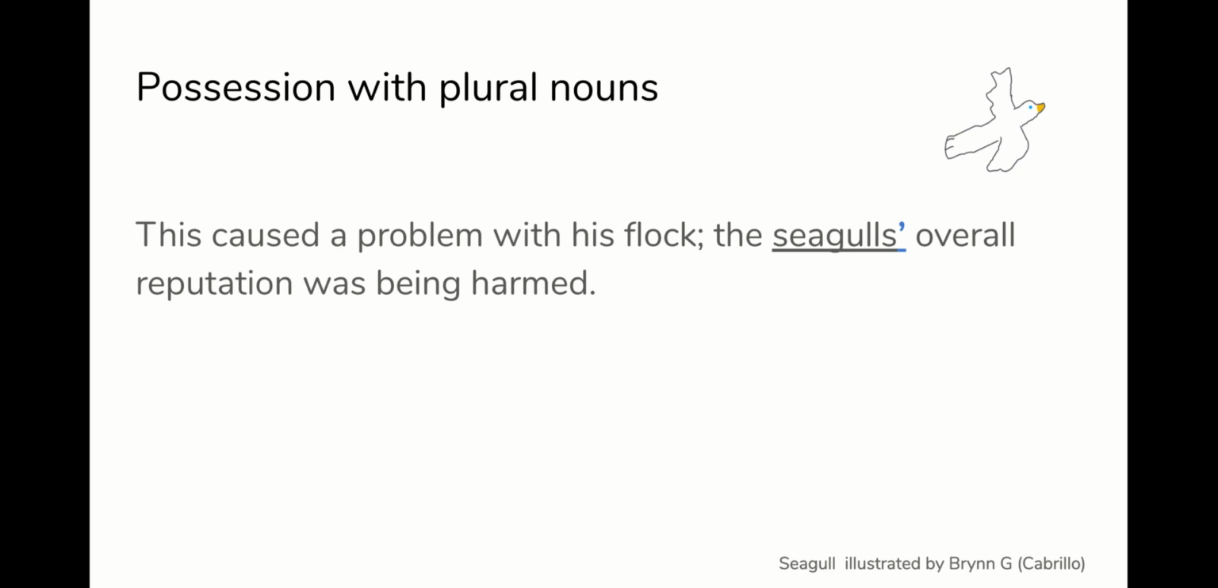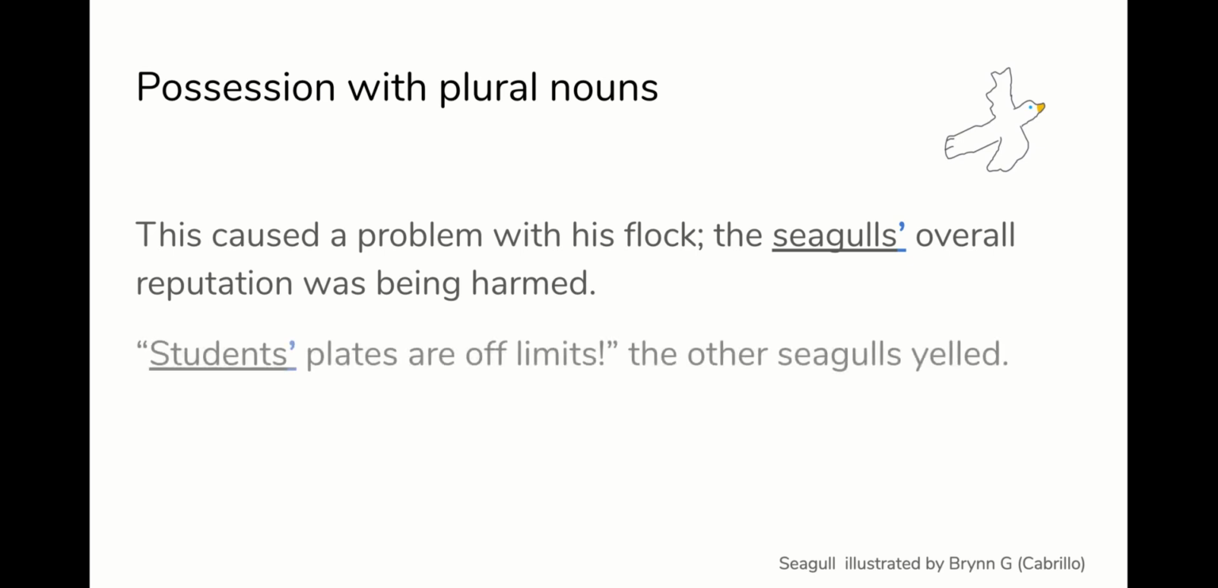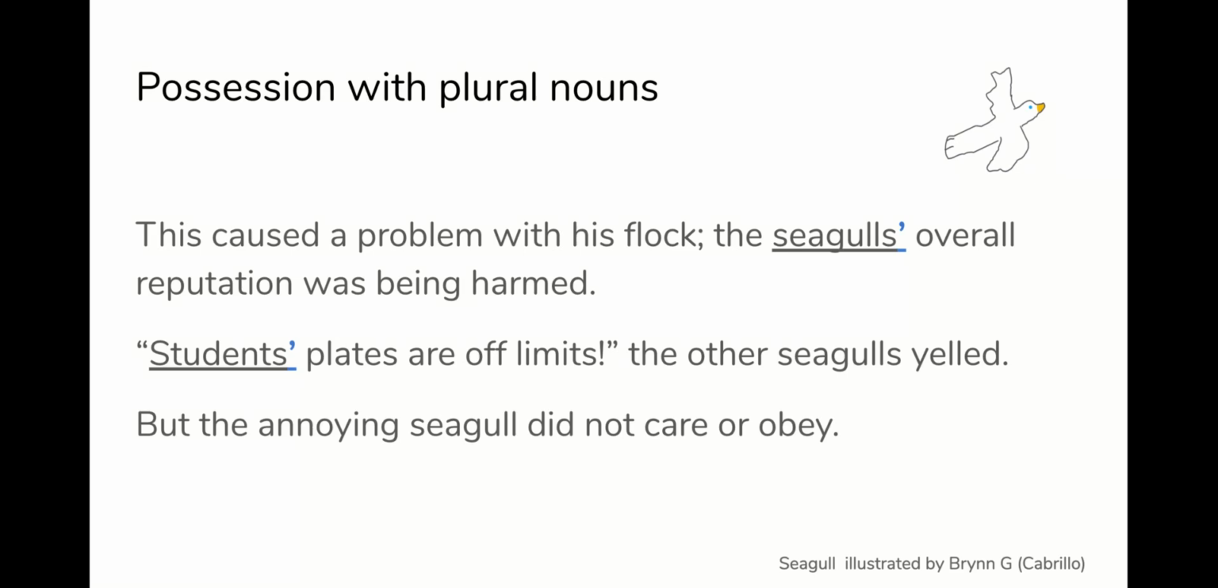Possession with plural nouns is a little bit different. So this caused a problem with his flock. The seagulls' overall reputation was being harmed. "Students' plates are off limits," the other seagulls yelled. But the annoying seagull did not care or obey. So in this case, we have more than one seagull who's having their reputation being harmed. We have a flock of seagulls. So that word already has an S on it. And when we add the apostrophe, we do not need a second S.